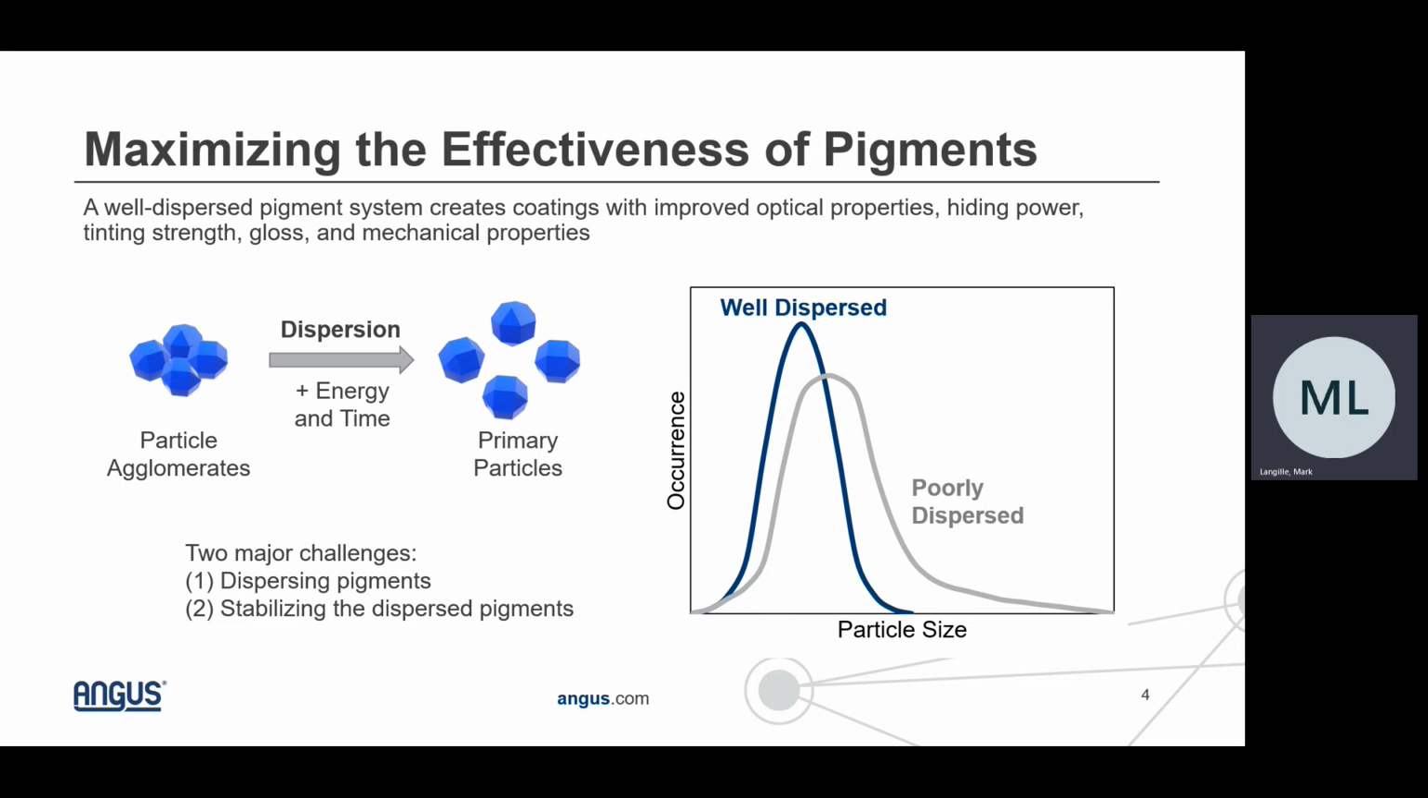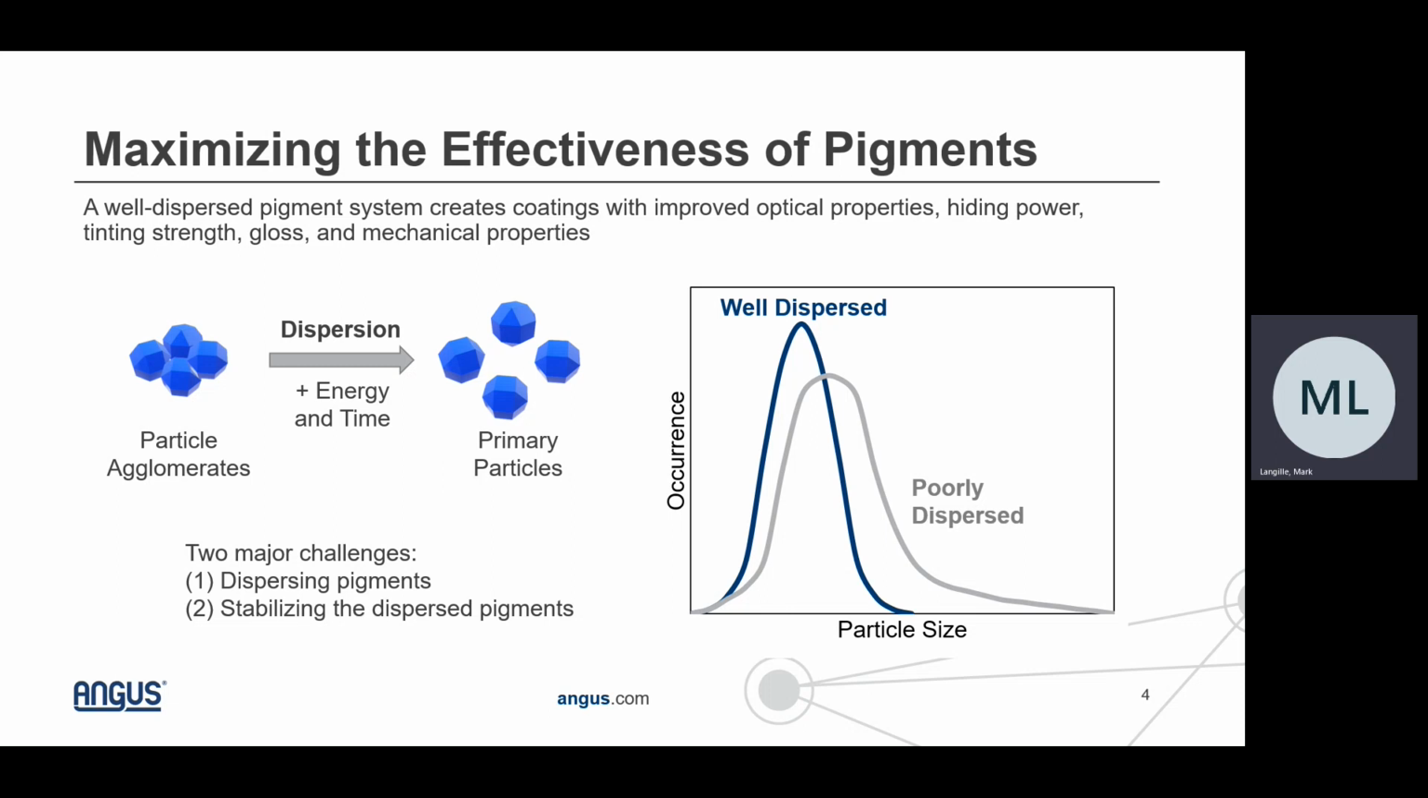You can measure how effectively you've done this by particle size measurements, which is illustrated on the right of this slide. The gray line represents a poorly dispersed set of pigments that consists of a large fraction of larger particles and agglomerates. But as you better disperse those pigments, you can achieve the dark blue line, where you have a smaller distribution of particles that has a smaller average particle size. And this is really the ideal scenario.